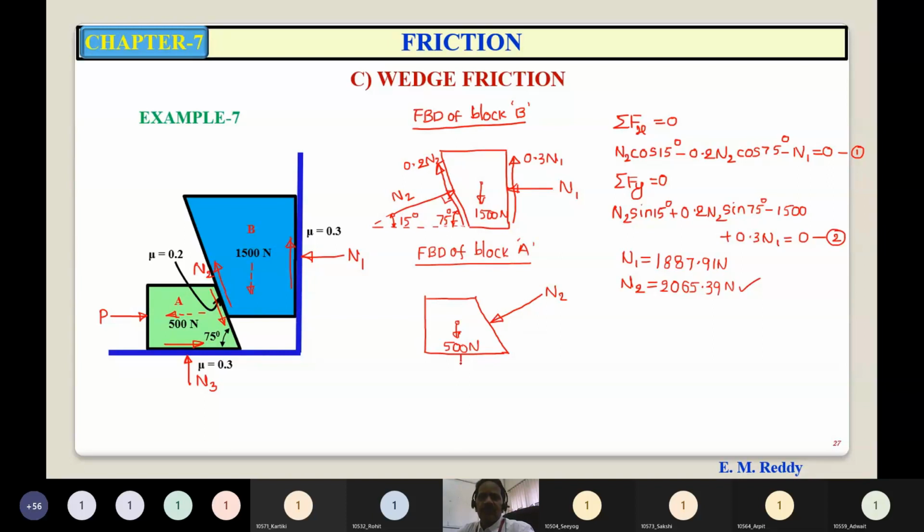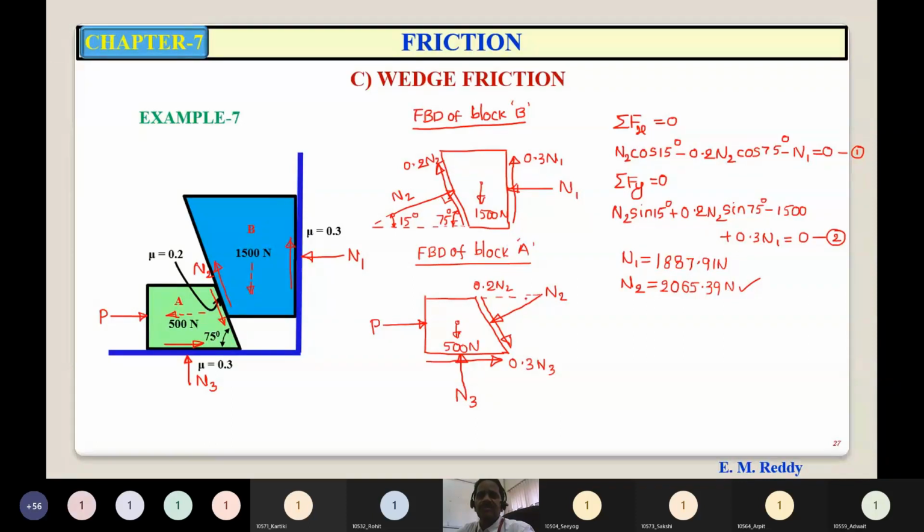And a normal reaction offered by the horizontal surface, N3. Applied force P. Frictional forces for A is tending to move towards left, so the friction force here is towards right, magnitude is 0.3 N3. Whereas here on the surface, the friction force is downwards. For B, near that surface, friction force is upwards, so for A it must be downwards with the same magnitude, 0.2 N2.